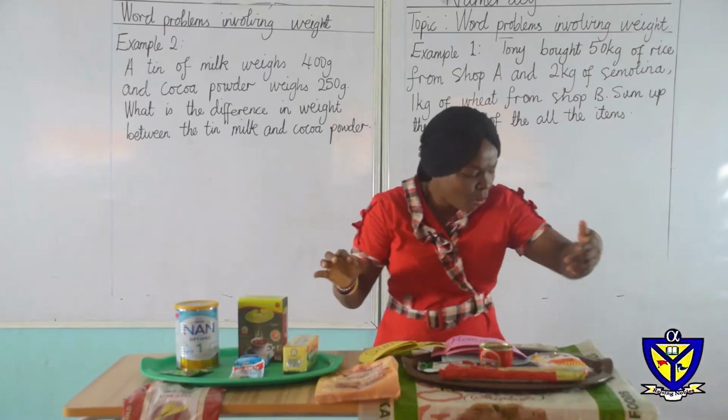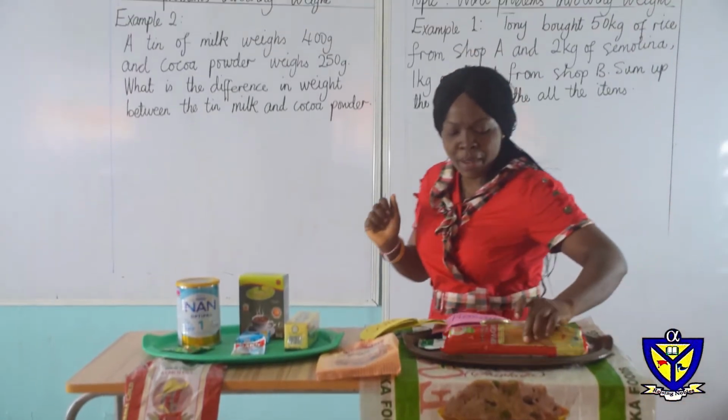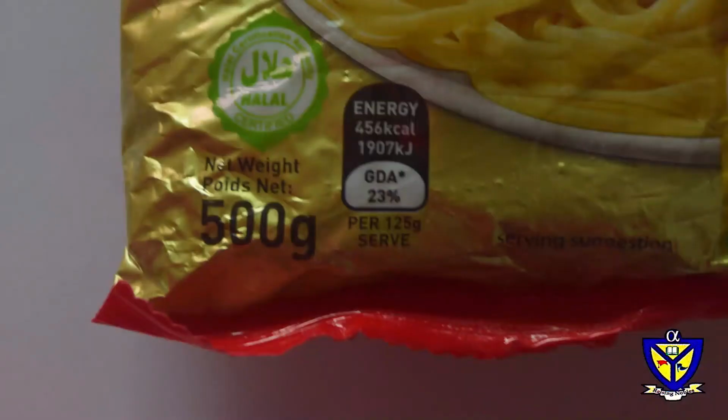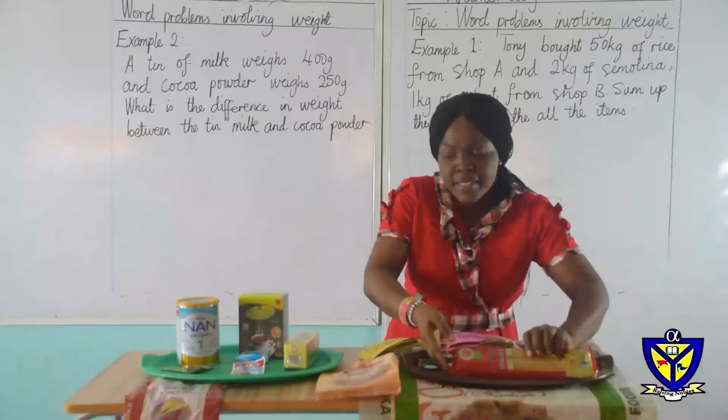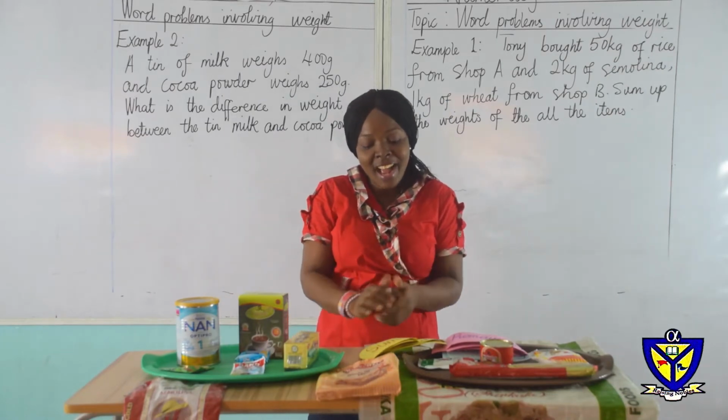Now let's look at our bag of rice. If you look down here, you see where they wrote 50 kg. That means the weight of the bag of rice is 50 kg. Now let's look at our spaghetti. The weight of the spaghetti is 500 grams. So all these items have weight.